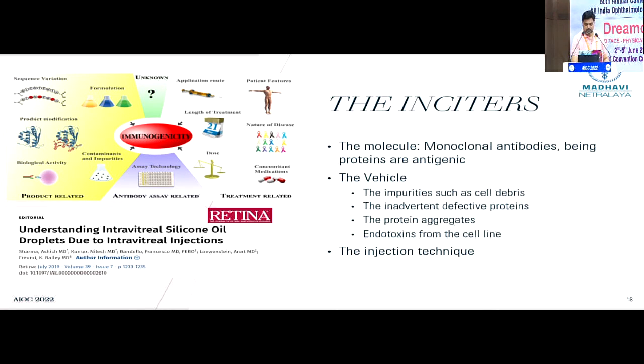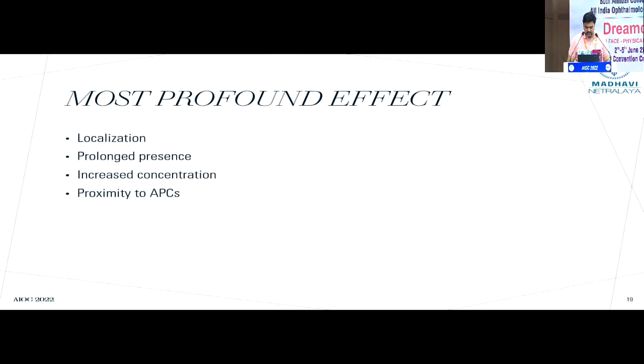The vehicle itself can carry cellular debris and degraded protein fragments due to oxidation, deamidation, glycosylation, and aggregation of the protein itself, which can cause debris. They also carry endotoxins from the cell line. The injection technique itself can cause a reaction, as we have also published in an article, that the silicone lining of the injection syringe can induce an immunogenic reaction. The details of each component will be dealt with by sir again in his talk.